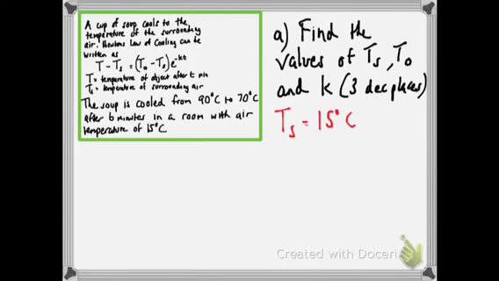Ts is 15 degrees Celsius. T naught, as I said, is always the temperature at the beginning, and the temperature at the beginning here is 90 degrees Celsius, and we're asked to find k to 3 decimal places. So let's see if we can do that.